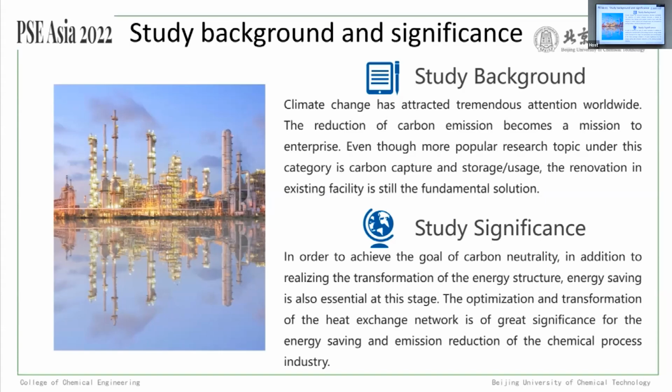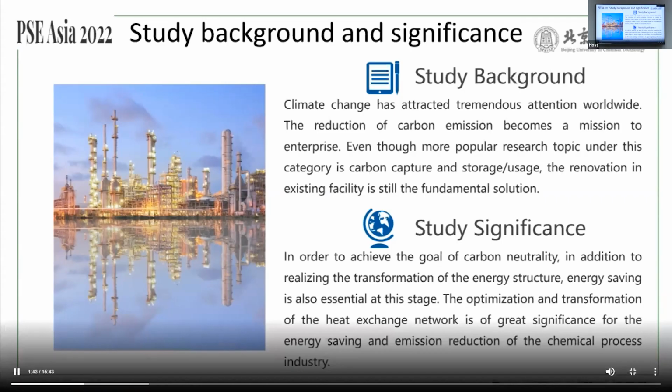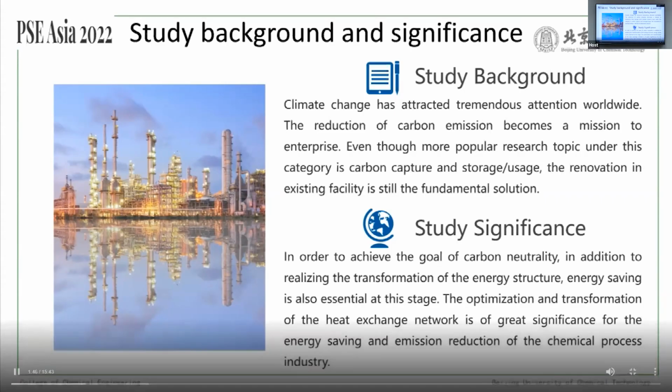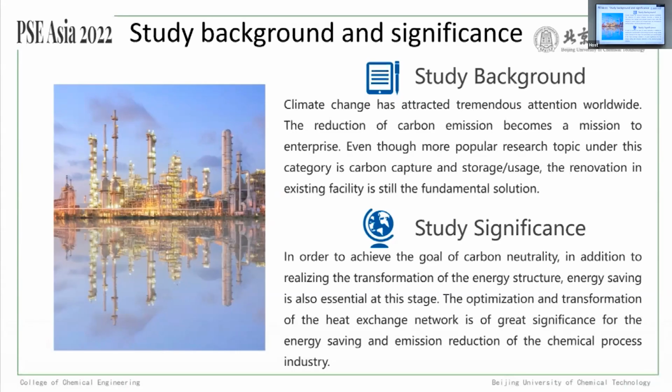The next is study significance. Energy is an important foundation for national economic development. In addition to realizing the transformation of the energy structure, energy saving is also essential at this stage. The optimization and transformation of the heat exchange network is of great significance for the energy saving and the emission reduction of the chemical process industry.